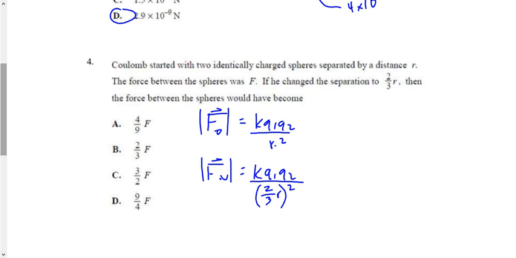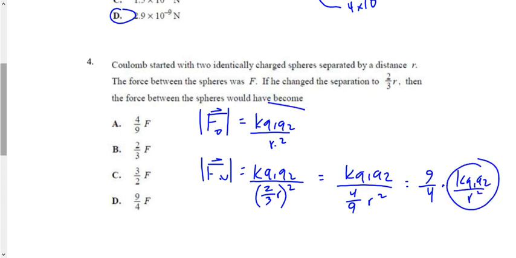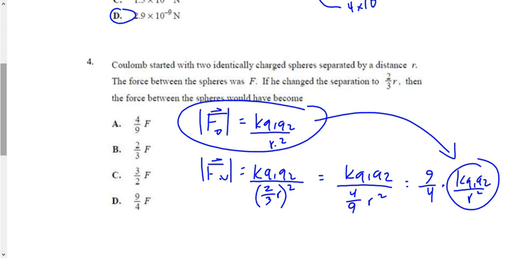Now let's simplify this a little bit. We get K times Q1 times Q2 over 2/3 squared, which is 4 over 9. Right? Does that make sense? Squaring everything inside the brackets. And then, how do you divide by 4 over 9? Yeah, multiply by the inverse, or by the reciprocal, so it becomes 9 over 4 times KQ1, Q2 over R squared. And this is my original force. Right? This is what I started with, KQ1, Q2 over R squared. So my new force becomes 9 over 4 times my original force, which means the answer for this one is D.